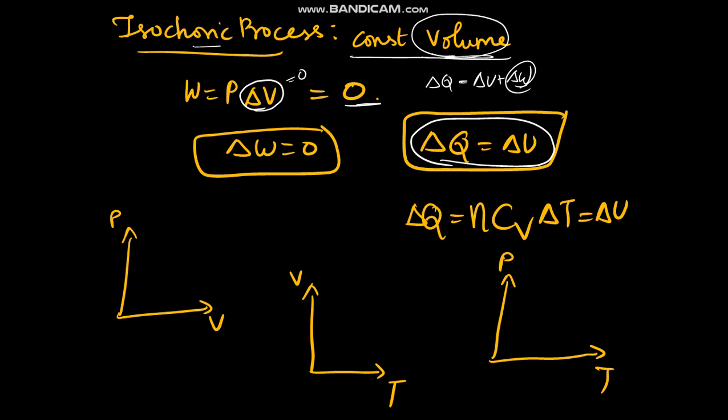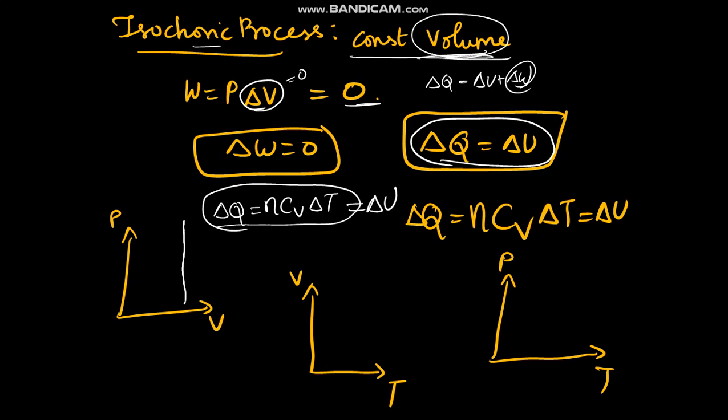Since here at constant volume, delta Q is equal to nCV delta T. I have said in the previous video, if constant volume, then delta Q is equal to nCV delta T, that is equal to delta U. Okay, now let us draw the graph. Constant volume, so along the volume line there will be a straight line. See here for a VT graph also, since it is an isochoric process which occurs at constant volume, along the volume axis there will be a straight line.